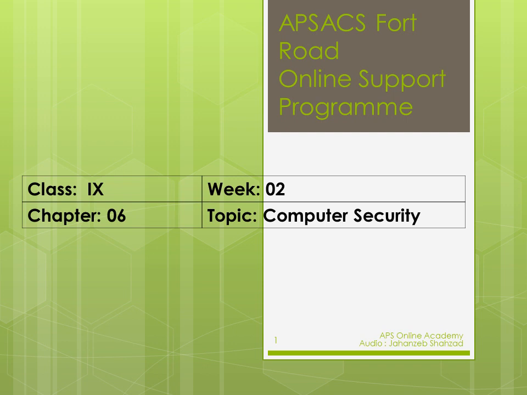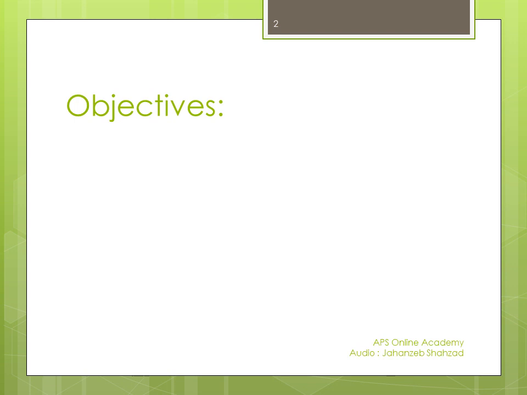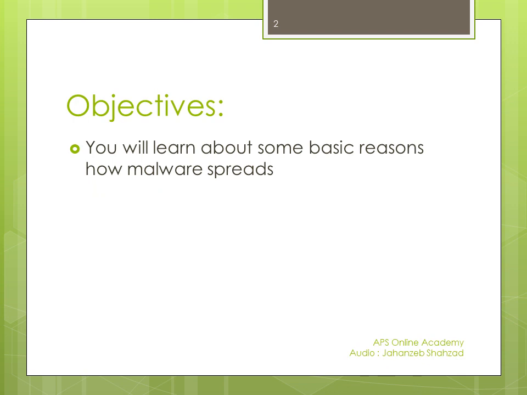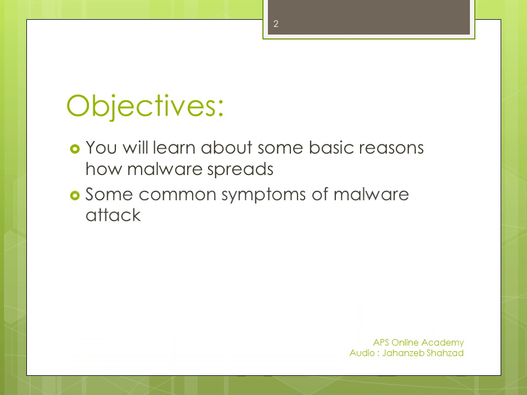This is week 2 and we are on chapter 6, which is computer security. The objectives of today's lesson are: students will be able to learn some basic reasons how malware spreads, what the common symptoms of a malware attack are, like when your system is under attack, and the last one will be how to protect the system from malware, whether it is under attack or whether you are only trying to protect your system.